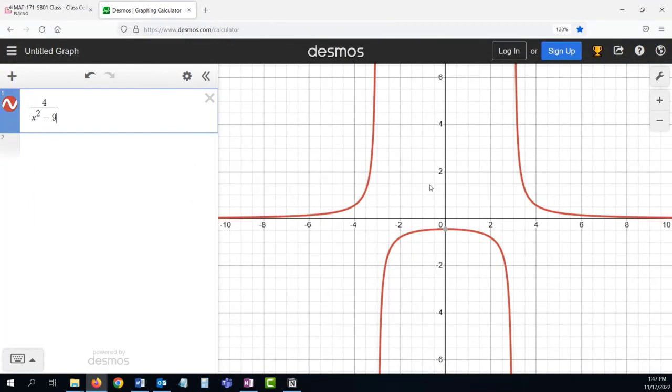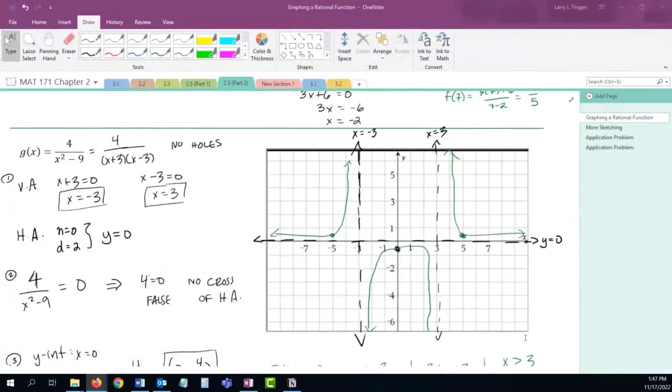Okay. Now, what's the difference in this graph and what we did on the sketch? Well, on the sketch, there are points. So if you pull up the graph on Desmos and then you say, oh, this is my sketch, you don't have the x-intercepts labeled, you don't have the y-intercept labeled, you don't have the horizontal asymptote labeled, you don't have the vertical asymptote labeled. So sketching and graphing are different things.